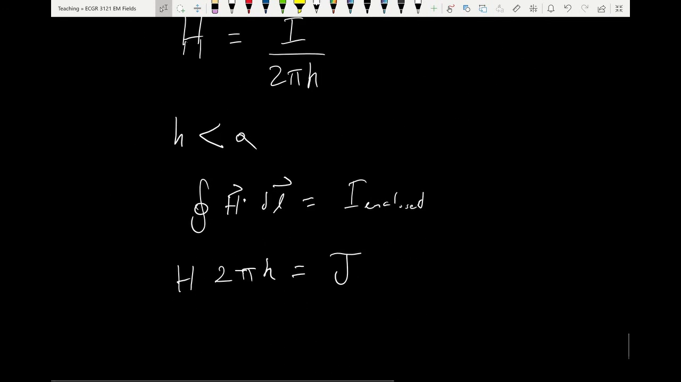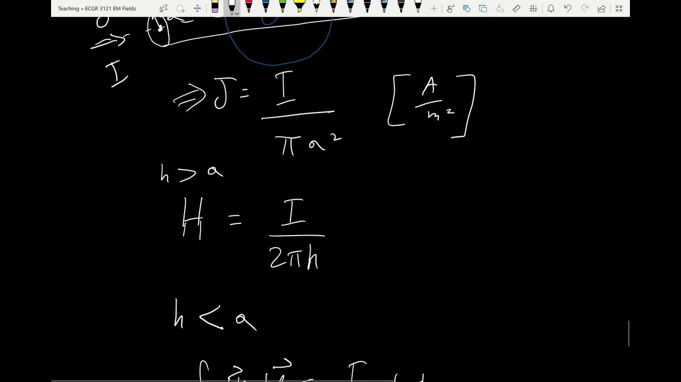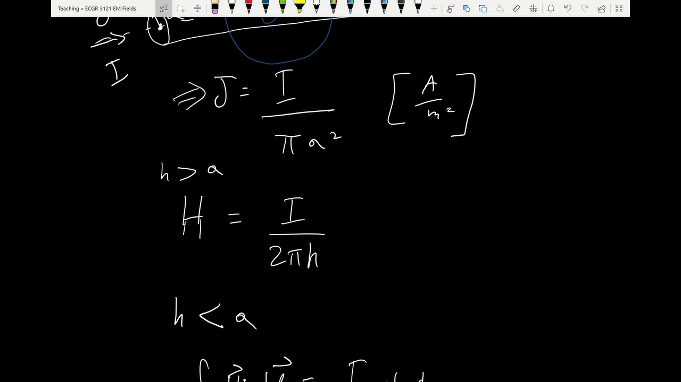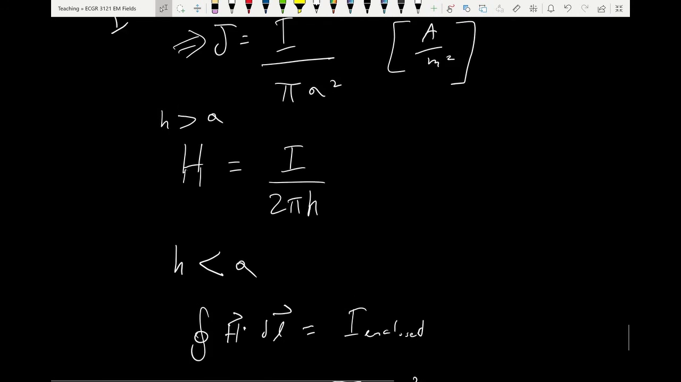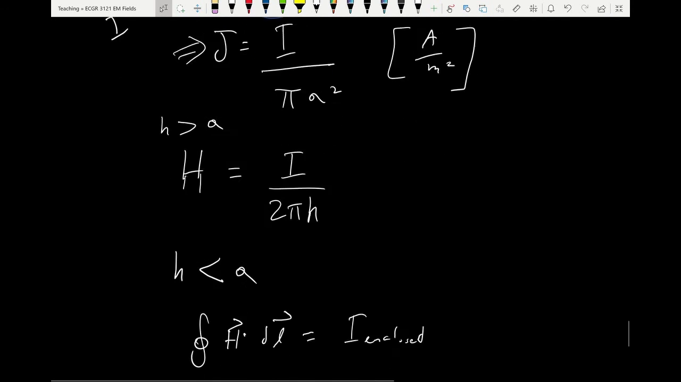That will be J times pi h squared, right? J times the surface area enclosed by the contour, right? And then we know what J is. J is I over pi a squared. Let me put that in. J is I over pi a squared.